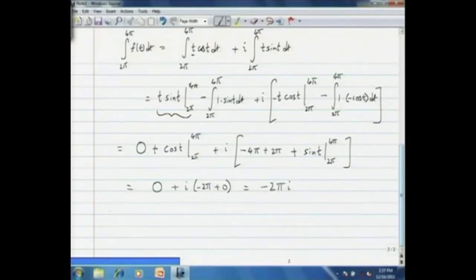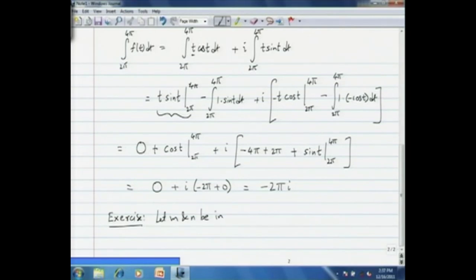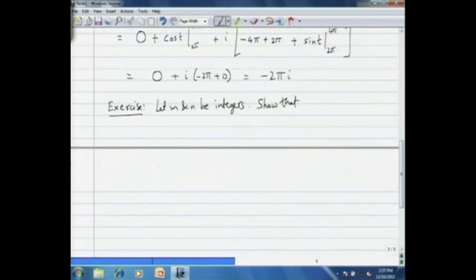Okay. So, here is another example. Let me give this as an exercise to the viewer. Let m and n be integers. Show that the integral from 0 to 2 pi of e to the power i m t times e to the power minus i n t dt is 0 or 2 pi: 0 when m is not equal to n and 2 pi when m is equal to n.